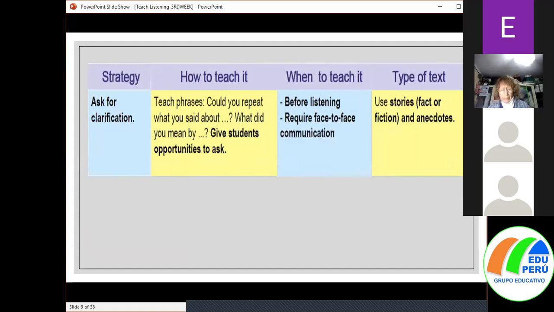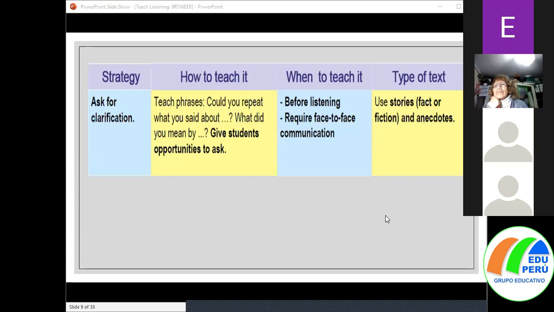Another one that you have here is ask for clarification. How to teach it? Teach phrases. Could you repeat what you said about? What do you mean by? So you must give students opportunities to ask. All right? So as a teacher, we must give them some expressions, phrases to use in class if they couldn't understand something they heard. So here you have some examples: could you repeat what you said about, or what do you mean by? Notice these phrases are so useful to ask for clarification if they couldn't understand so well what they were listening to.